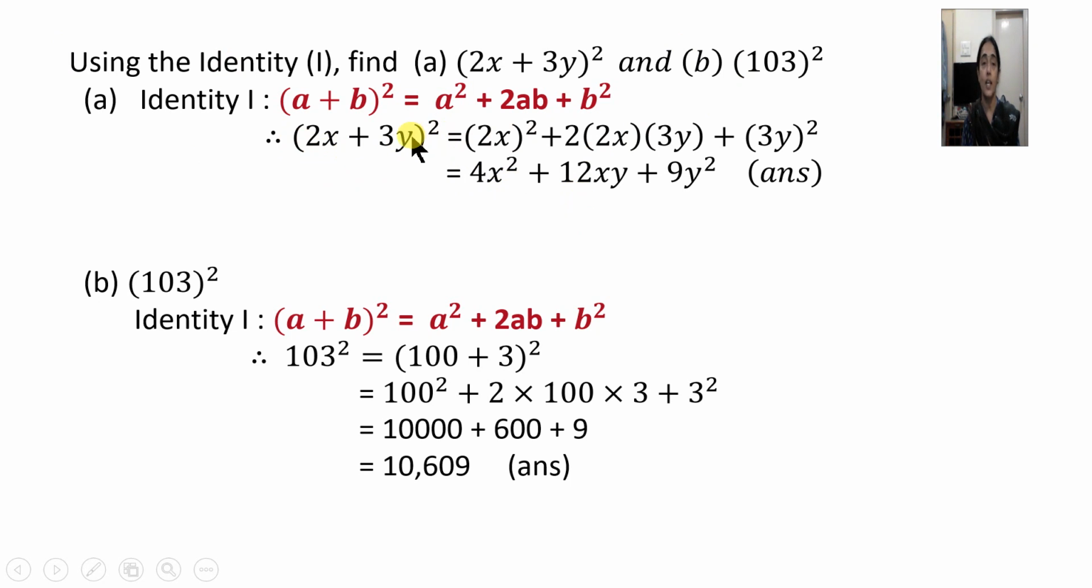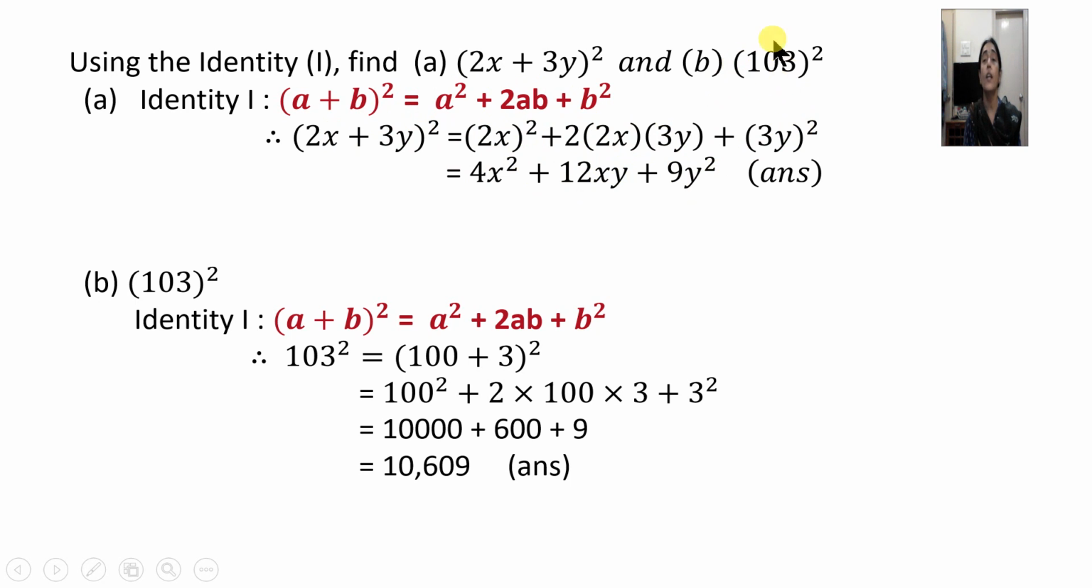Once again I will explain. It is 2x plus 3y the whole square. Our identity is a square plus 2ab plus b square. Square of the first term, plus 2 into first term into second term, plus second term the whole square. So square of 2x is 4x square plus 2 into 2 is 4 into 3 is 12 and x into y is xy plus 9y square.